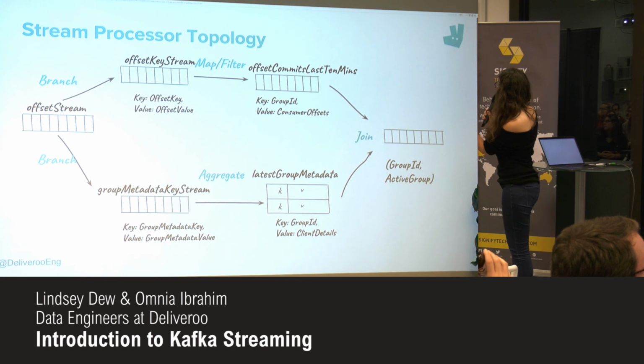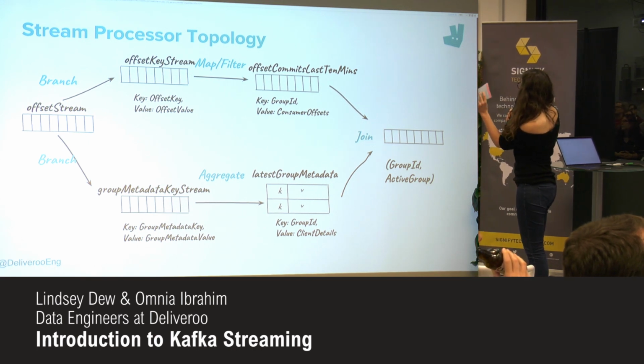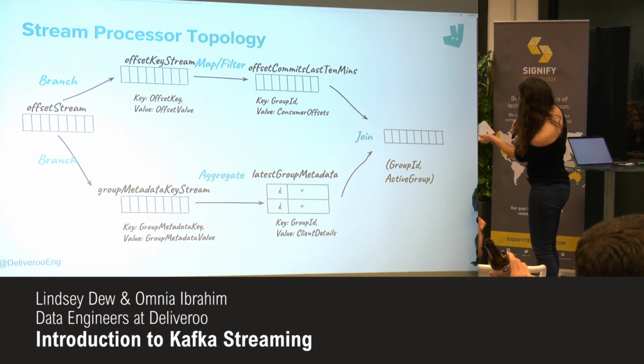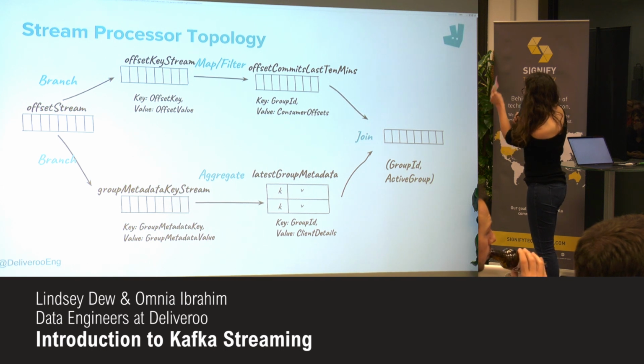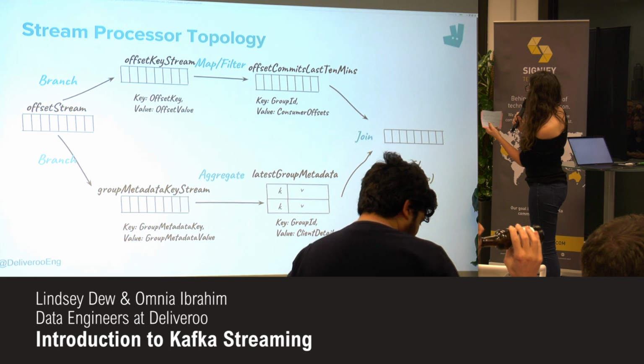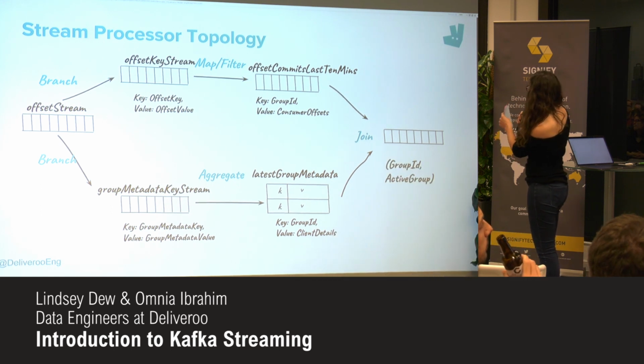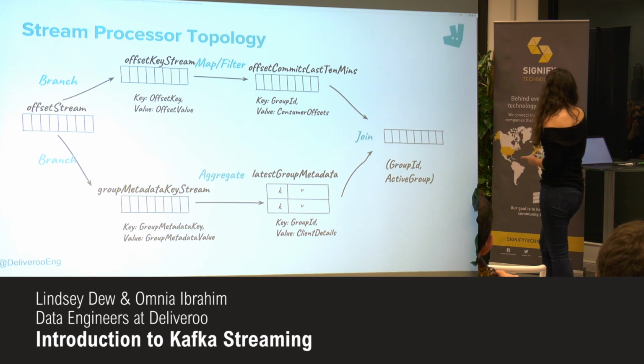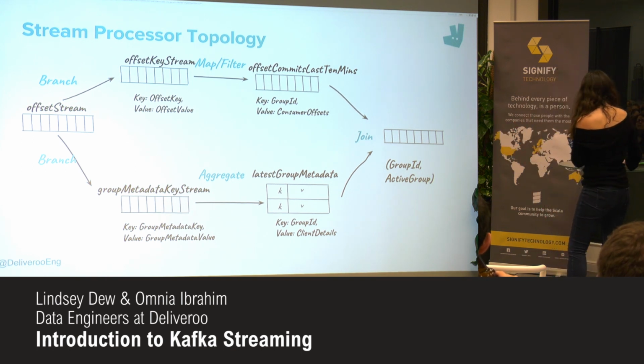Then, taking the top branch, we're going to perform a map and a filter so that we can transform the data into the type we want. On the bottom branch, with the group metadata, we're going to perform an aggregate so we can get the latest group metadata that we know about. Finally, once we have both of these streams with the group ID as the key, we can join them back into our own stream, where we're using the group ID as a key and our Scala-defined model, active group. This group has both types of data that we care about all in one record, so we can manipulate the stream like that using the Streams API.